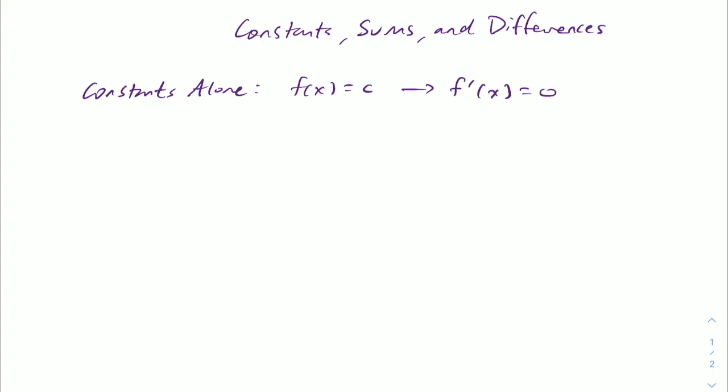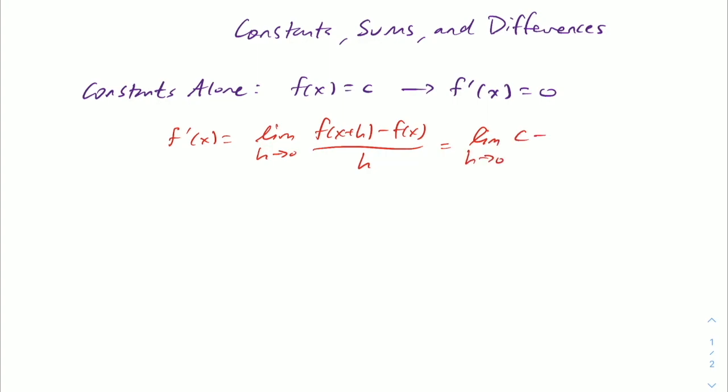And why that is, well, let's do a little demonstration. The derivative is the limit as h goes to 0 of f of x plus h minus f of x all over h. The function outputs c for every input, so f of x plus h is going to be c, and f of x is going to be c. So we'll get the limit as h goes to 0 of 0, which is just 0.